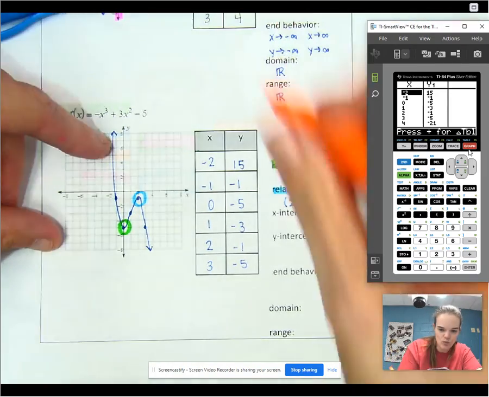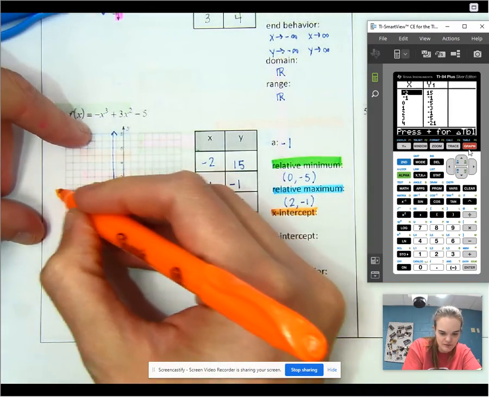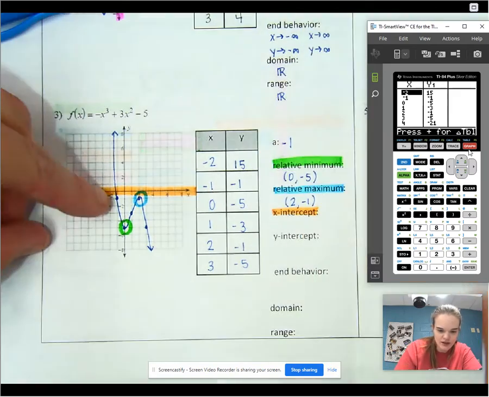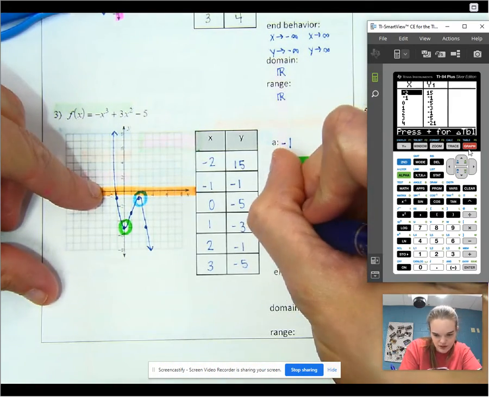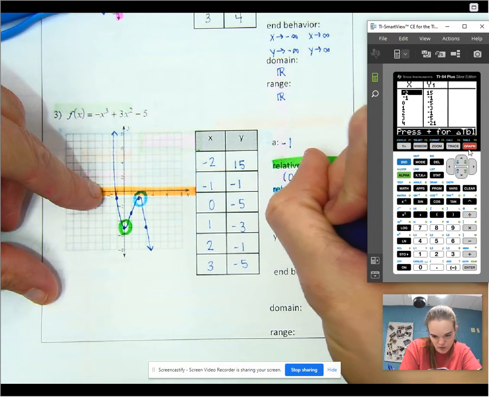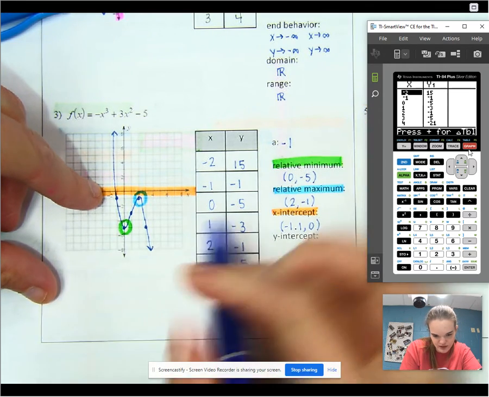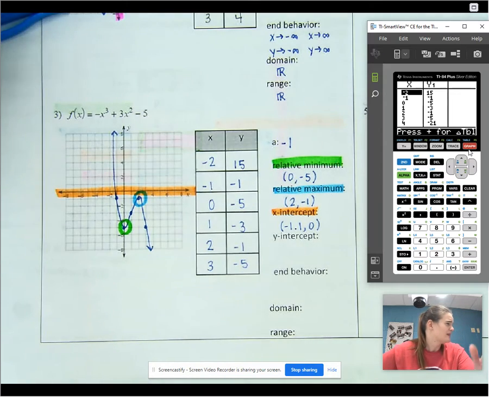We only have one x-intercept this time. Like I said, we could have 3. And it looks like it's not exactly at negative 1. Let's say negative 1, or 0.1 or something, because it's not exactly at negative 1, but it's a little bit, whatever. If you have negative 1.5, that's fine too.